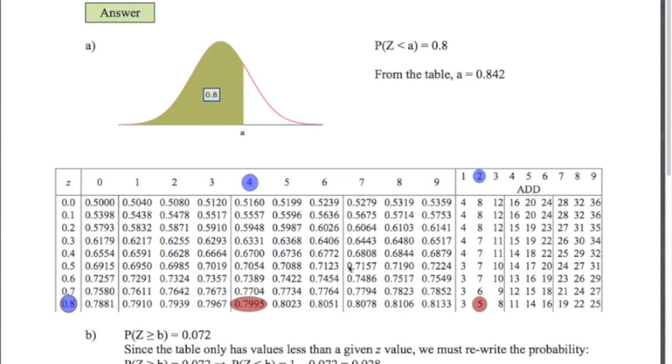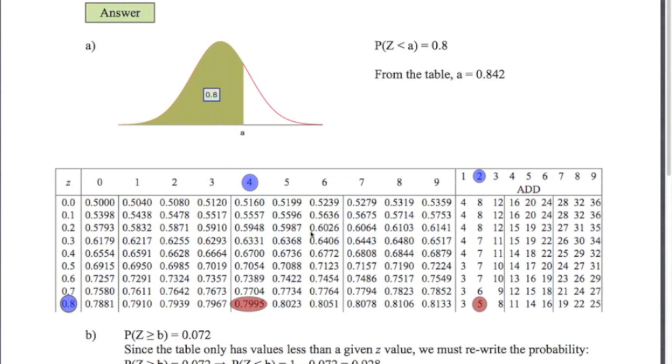The first question asks, what's the value of a so that the probability of z being less than a is 0.8? So here we're given the probability, given this area is 0.8, and I want to know what the value of a is. The first thing that you should know is that a is positive. Remember that this distribution is symmetrical, so from the middle, from 0 all the way down, is going to be 0.5, so a is going to be a positive value.